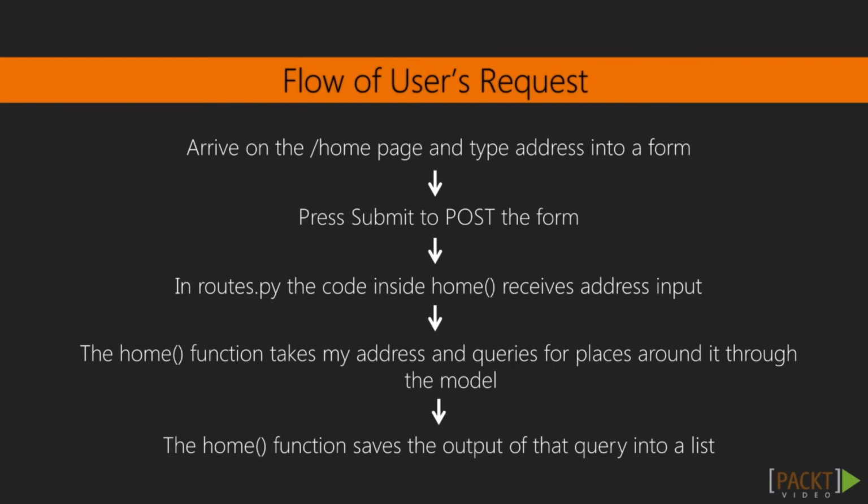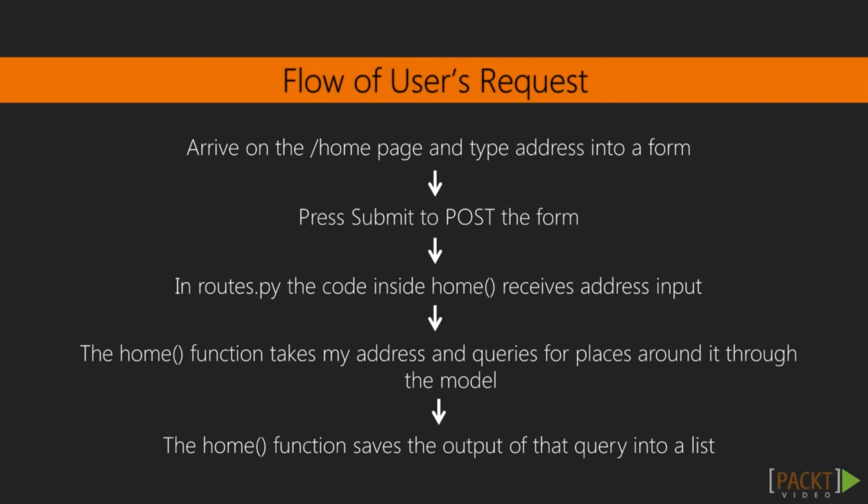Alright, so here's the flow. First, I arrive on the home page. I type my address into a form. Second, I press submit, which posts the form. Third, in routes.py, the code inside the home function receives my address input. Fourth, the home function takes my address and queries for places around it through the model.